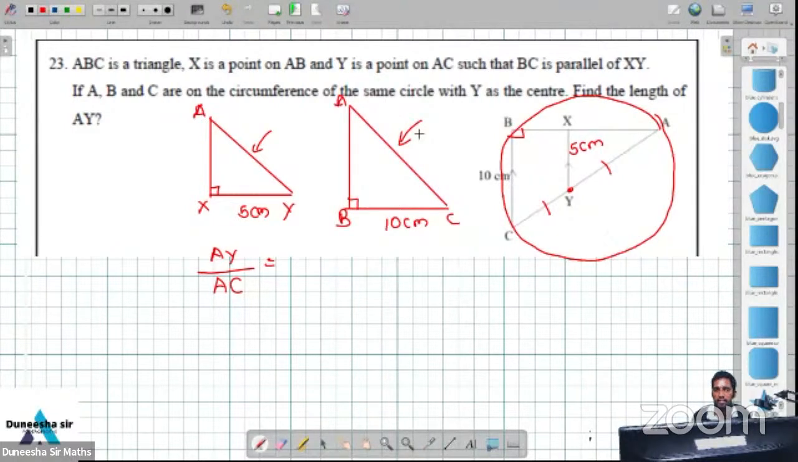Okay. Then common sides. What are the common sides? Then AY divided by AC. Okay. Also, we can get the what?